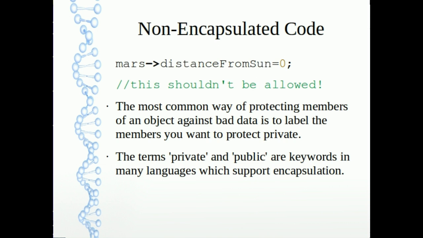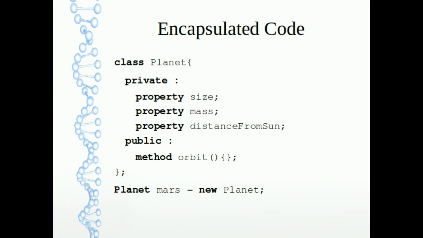Now we have implemented a form of encapsulation in our pseudocode. We have the class declaration for the planet class, which has the private properties size, mass, and distance from the Sun, and a public method orbit. And still, after the class declaration, we create an instance of the planet class called Mars. Unfortunately now, the distance from the Sun property is completely inaccessible to external code, which is not quite what we want. We want to be able to access it indirectly by way of a public method.